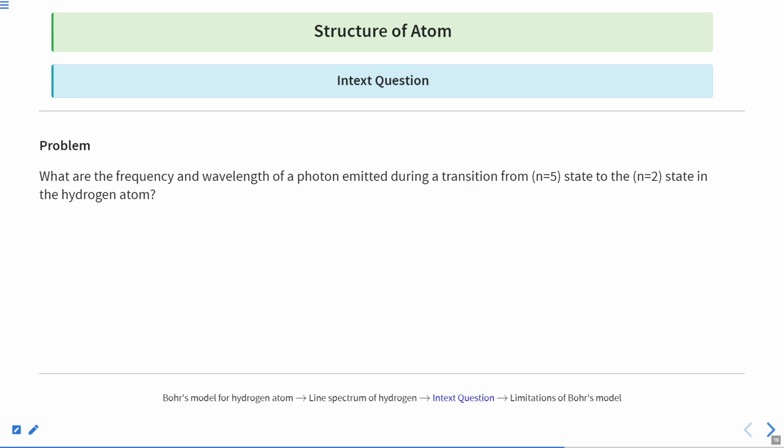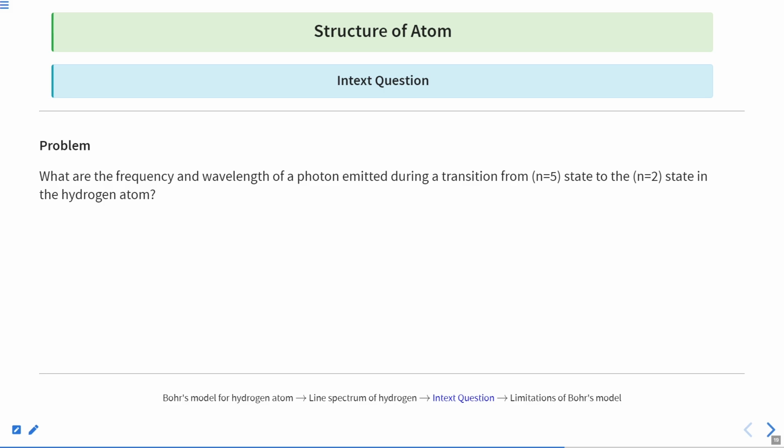So the initial state is given. We are seeing a transition from n equals 5 to n equals 2, and we have to calculate the frequency. Now, never make the mistake of making frequency negative. Arrange the formula in such an order that frequency does not come out negative. Now your formula is 1 by n initial square minus 1 by n final square.